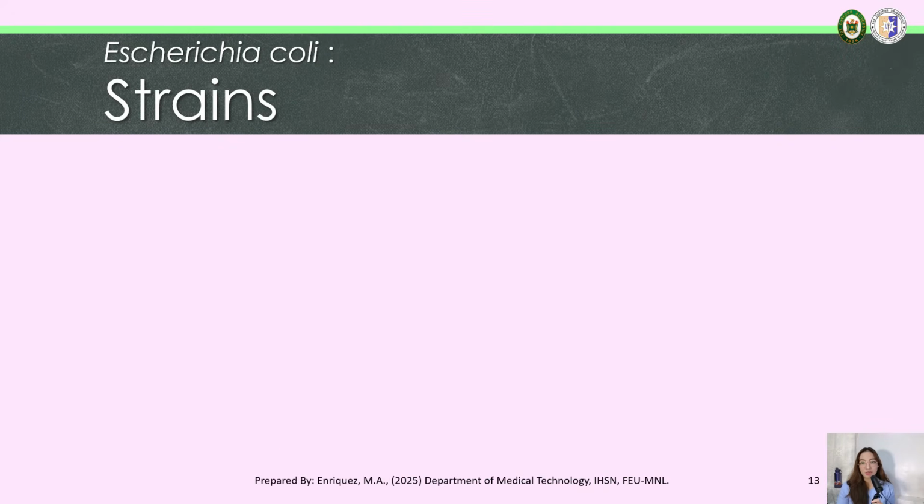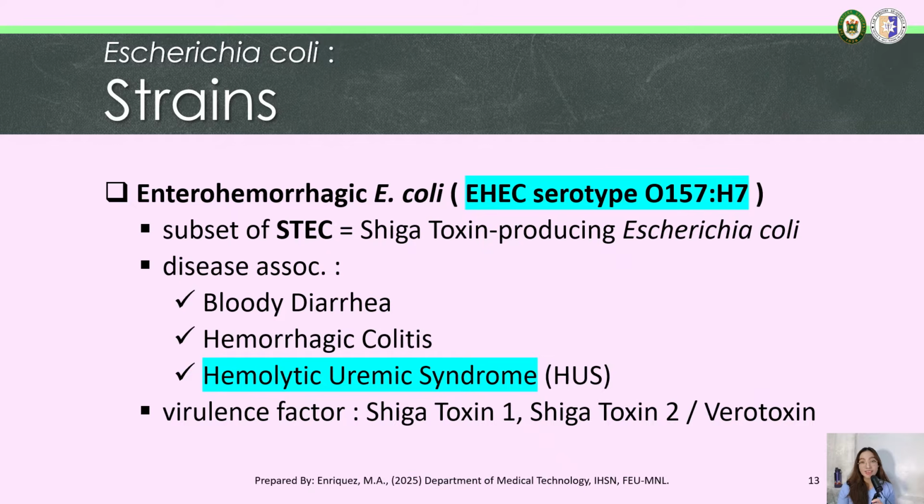Next is the enterohemorrhagic E. coli or EHEC, specifically the EHEC serotype O157:H7. So ano po yung meaning ng mga letters na ito? Ito po yung mga serologic antigens na discuss natin kanina, di ba? The somatic O antigen 157 and the flagellar H antigen number 7.